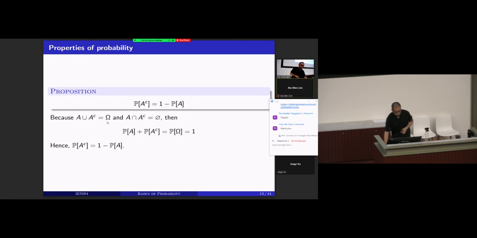The union of them is the sample space, so the probability of the union is equal to 1. And this 1 is equal to the sum of their respective probabilities. So probability of A plus probability of A complement is equal to 1, so the probability of A complement must be equal to 1 minus probability of A, right? So that's it. This is also very, very simple.